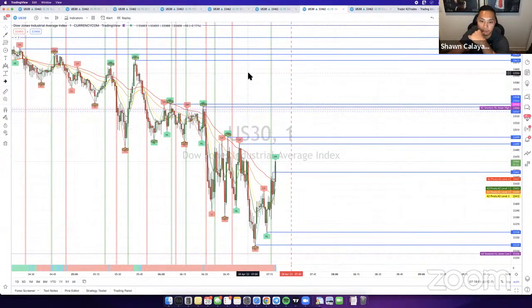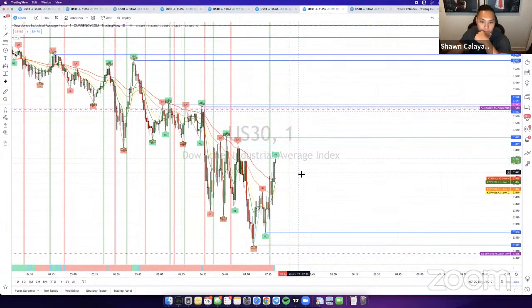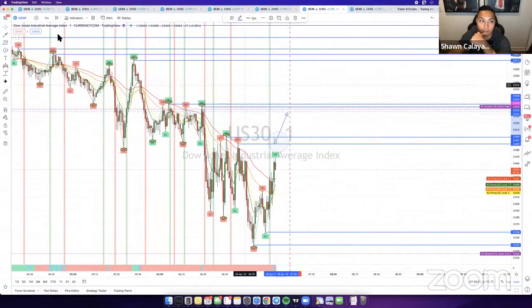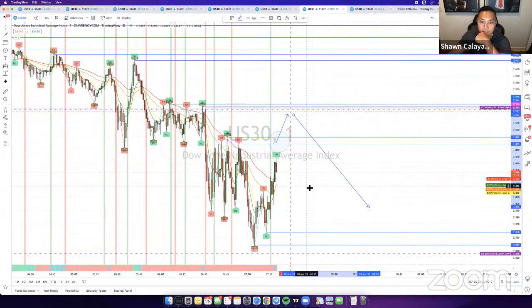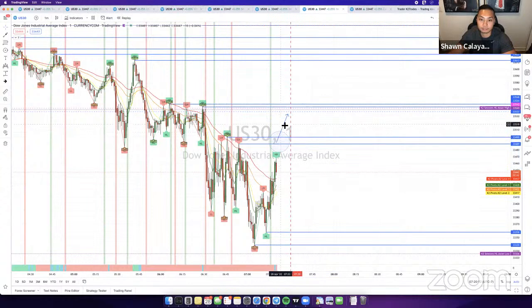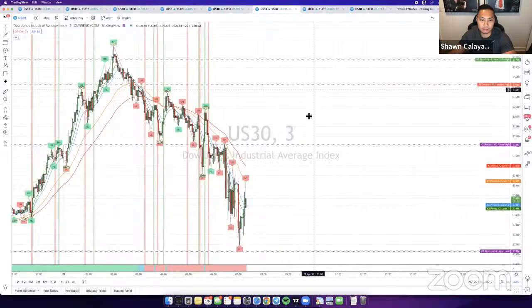There he goes. Price pushes up. Price broke past this liquidity right there. If price does hit this, I think price may go back to open, and then it might just come right back down. But I mean, who knows? We'll see.